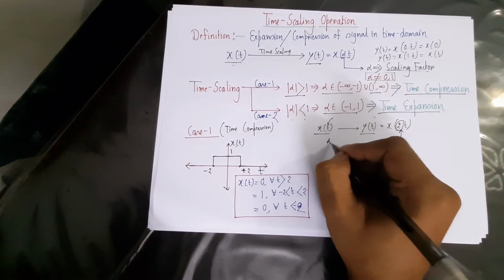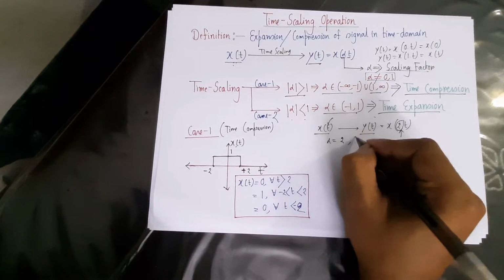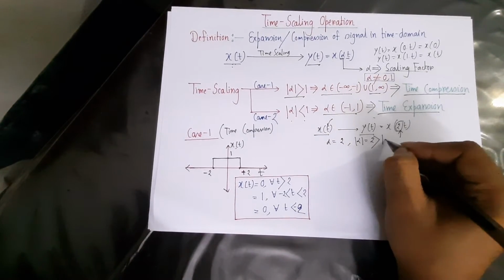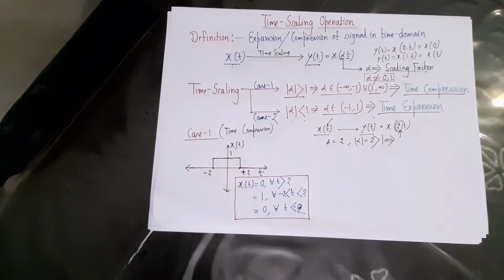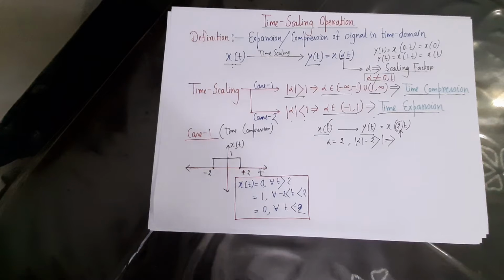So the scaling factor alpha in this case is equal to 2, and as the modulus of alpha, which is also 2, is greater than 1, this is an example of time compression operation. Now we have to find how the waveform of the signal looks after the transformation operation. Let us try to understand.